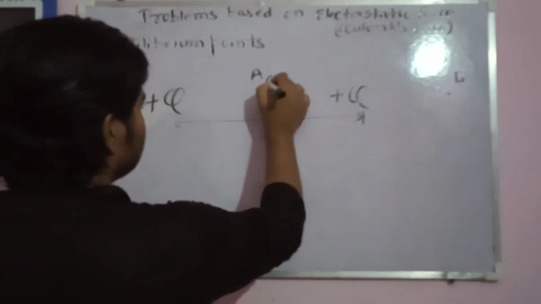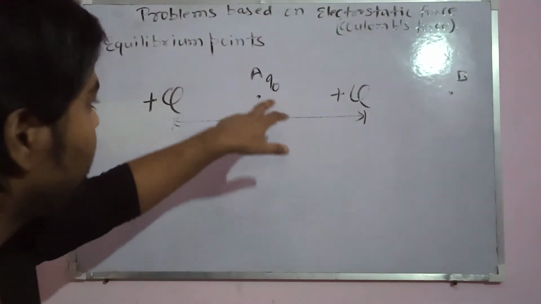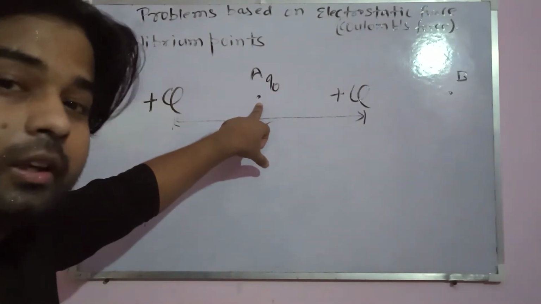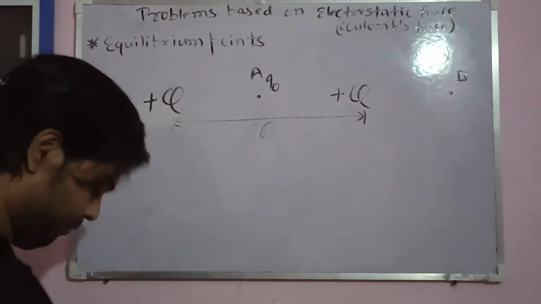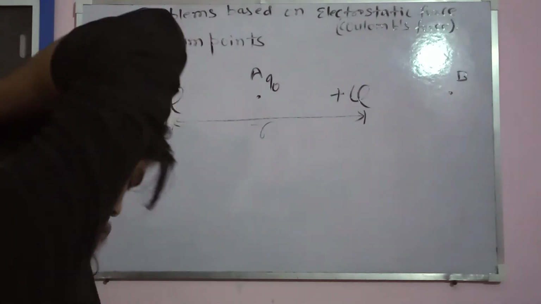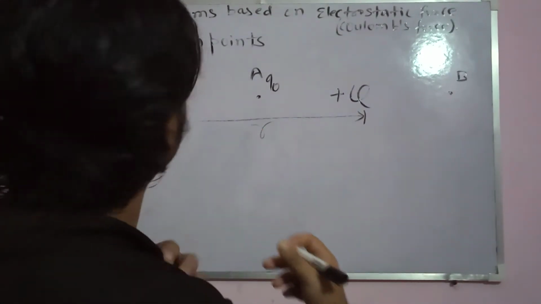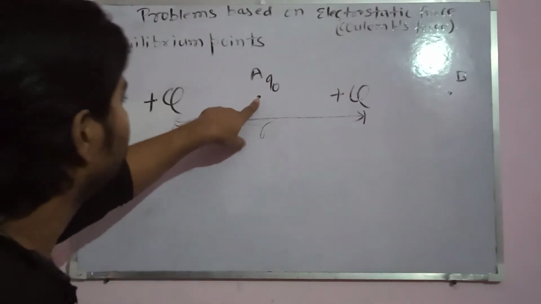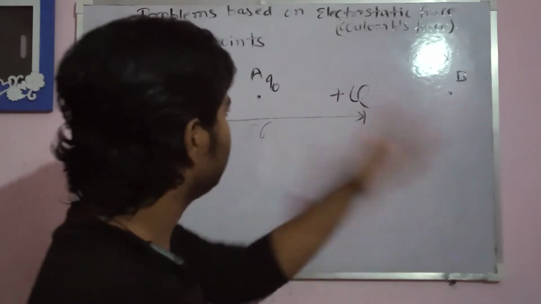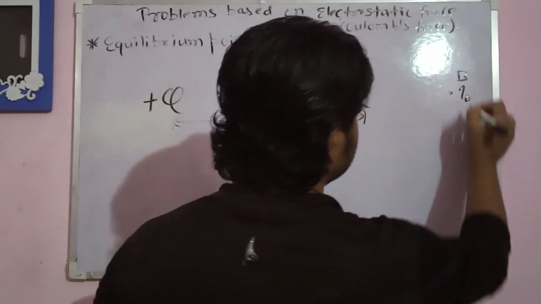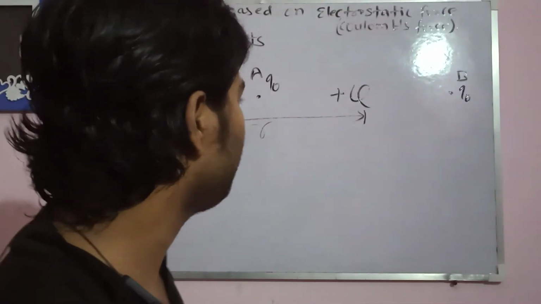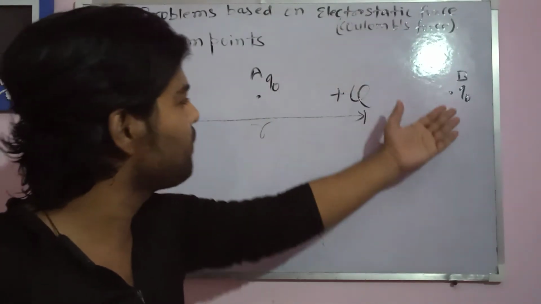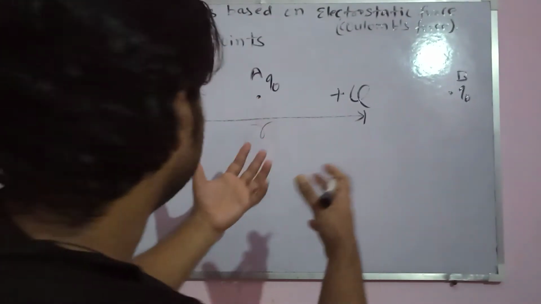Suppose I put a test charge Q0 here at point A. Is it visible clearly? What would happen to Q0? Will it experience any force here or not? If I put a test charge Q0 here at B, will it experience any electrostatic force or Coulomb's force here or not? Let's check.